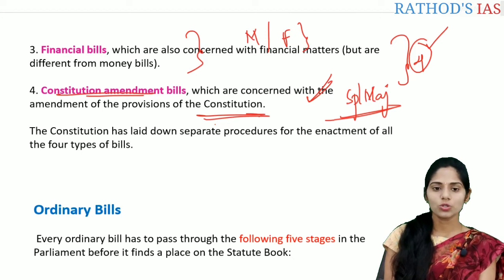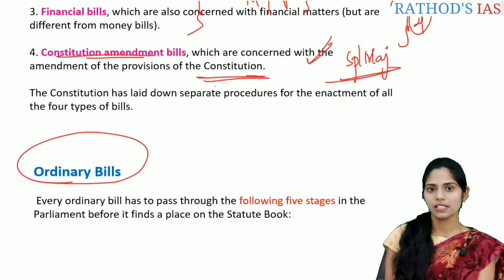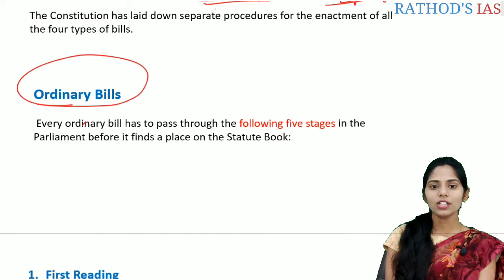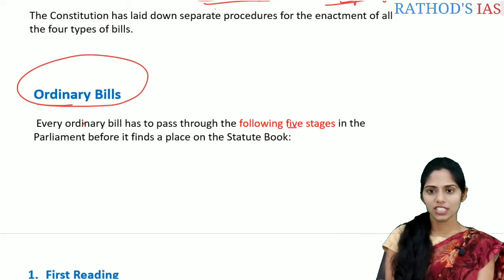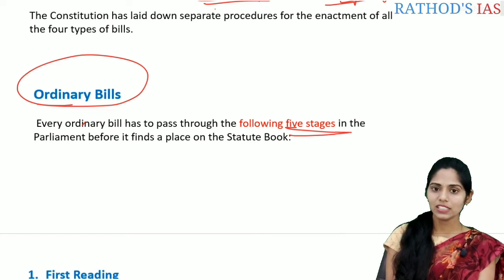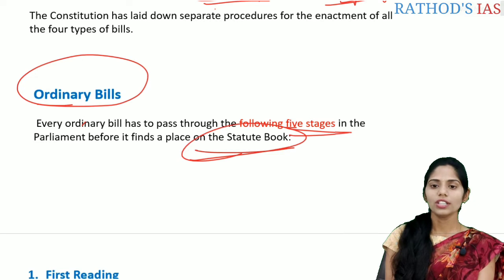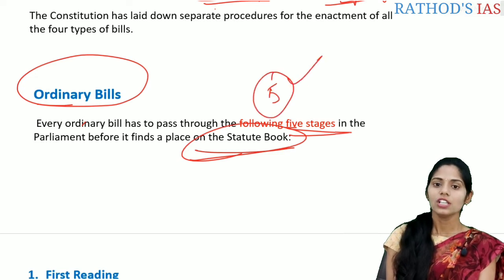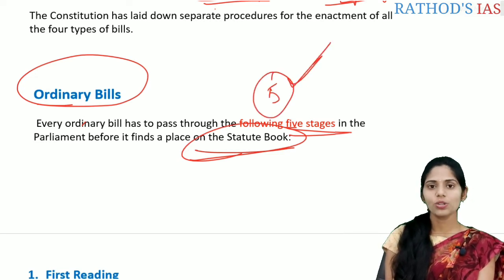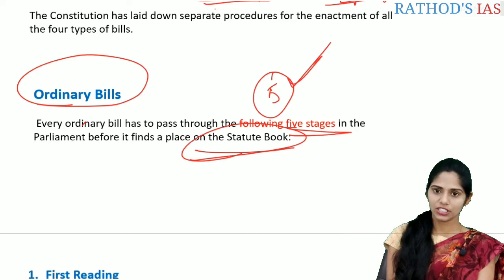So let us get into today's topic, that is the ordinary bills. So if you see, every ordinary bill has to be passed mainly through 5 stages in the Parliament before it finds a place in the statute book. So it has to pass through these 5 stages. So let us see each and every stage.